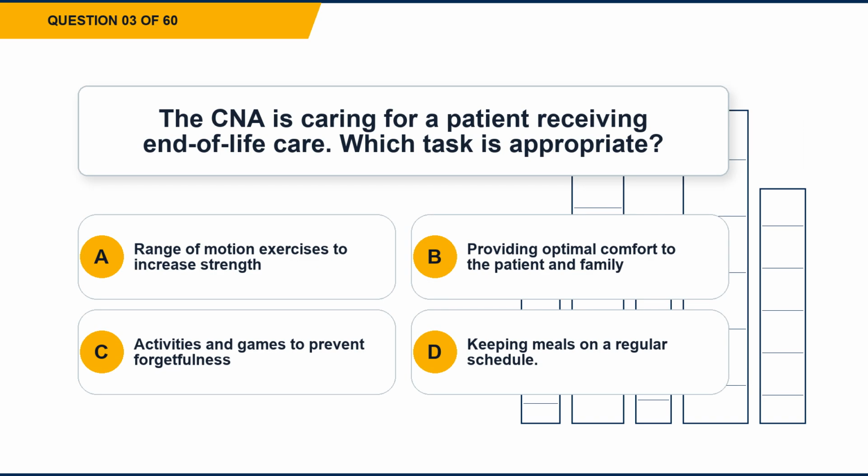Question 3. The CNA is caring for a patient receiving end-of-life care. Which task is appropriate? Option A, range of motion exercises to increase strength. Option B, providing optimal comfort to the patient and family. Option C, activities and games to prevent forgetfulness. Option D, keeping meals on a regular schedule.